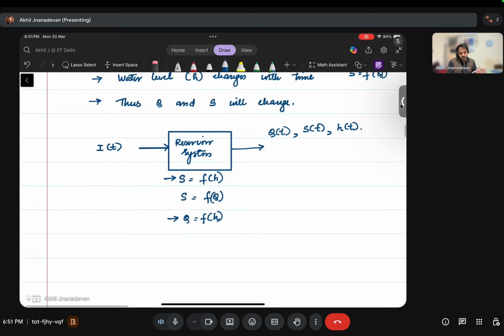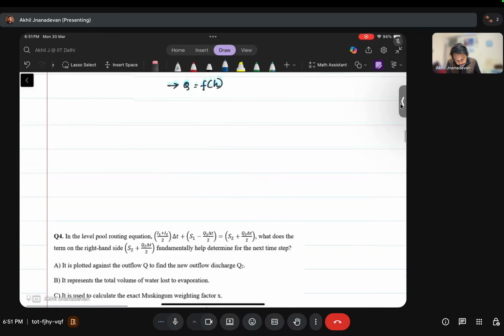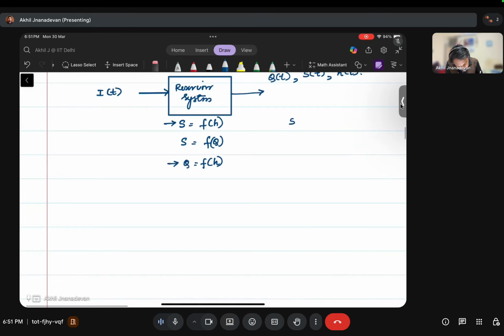This is the basic representation of a reservoir system. The relationship between S and Q is important and has an important influence on flow routing. So, the S and Q relation: how is S related to Q?